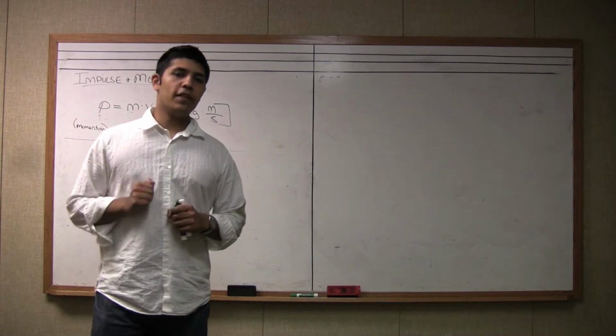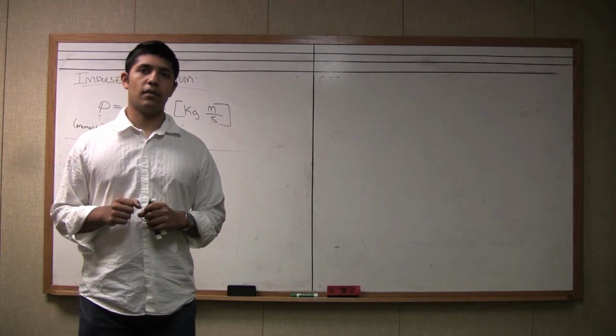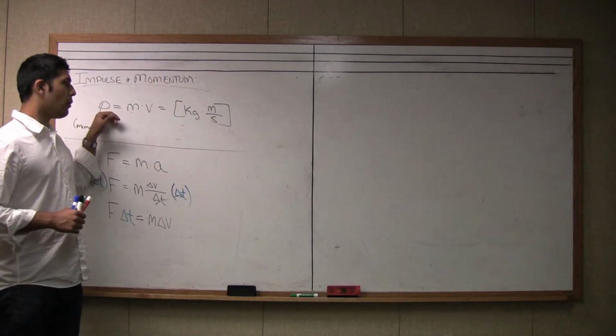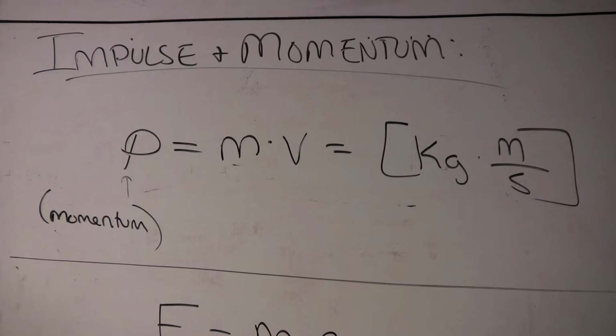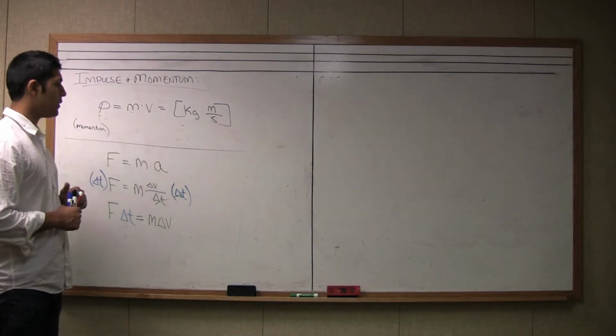Hey guys, the goal of this video is going to be to show the relationship between momentum and impulse. On the board here I have written the momentum equation. Momentum is this lowercase p, which is equal to mass times velocity, which gives us the units of a kilogram meter per second. Nothing fancy, but that is going to be the units for momentum.